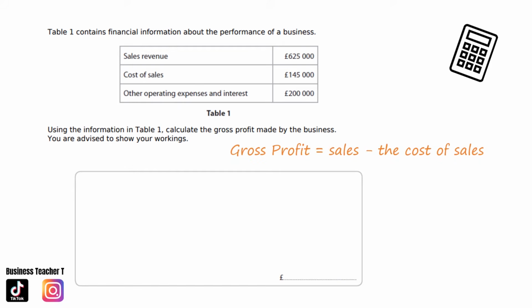So gross profit is sales minus the cost of sales. So the sales revenue is £625,000, and we need to deduct the cost of sales, which is £145,000, and that gives us an answer of £480,000. That is our gross profit.